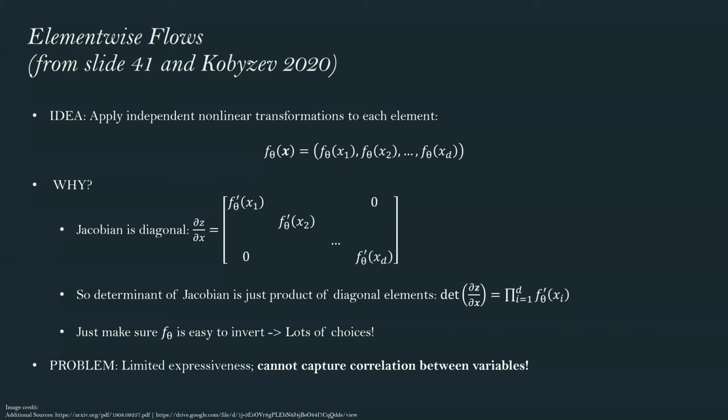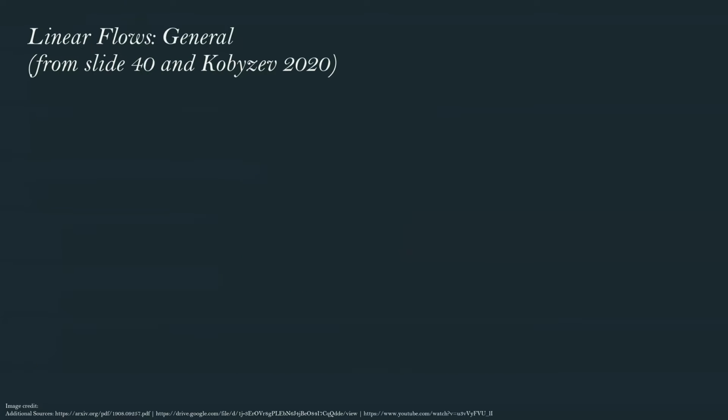Anyway, point being, you just need to make sure that f theta is easy to invert. And there's a lot of different choices for how to do that. The big problem here is that there's limited expressiveness. You're not going to be able to capture any correlations between the variables. The underlying assumption here is that all of the variables are independent, right? And especially in the case of things like images, that's not going to work. But there might be a few use cases where this is doable.